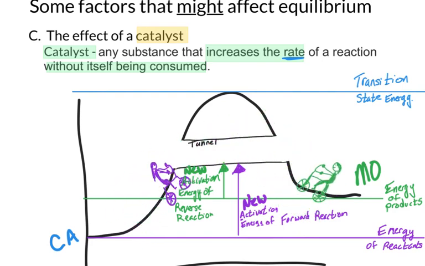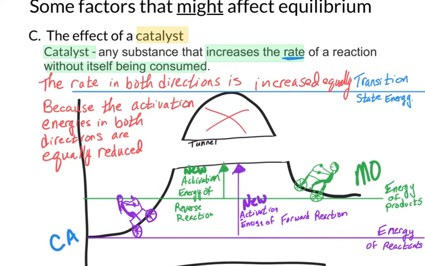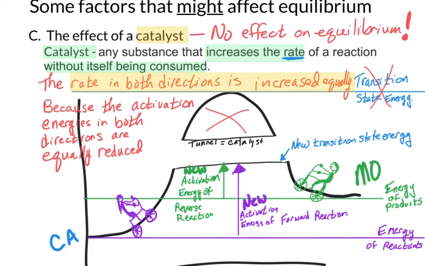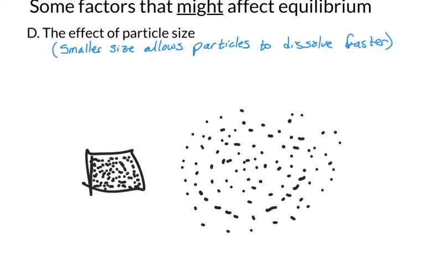opposite direction also. What this means is that by adding the catalyst, we're increasing the rate of the forward reaction, but we're also increasing the rate of the reverse reaction, which means there is no overall difference in the forward and reverse reactions. And that means that there is no effect on the equilibrium by adding the catalyst. The equilibrium will remain the same even in the presence of a catalyst.